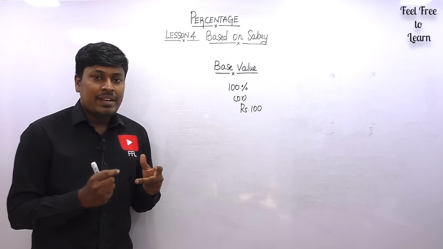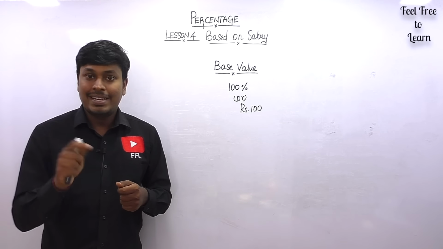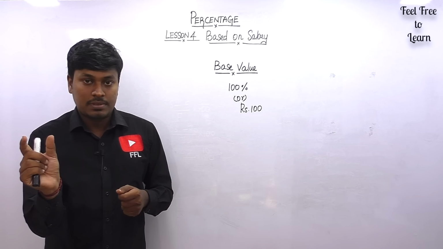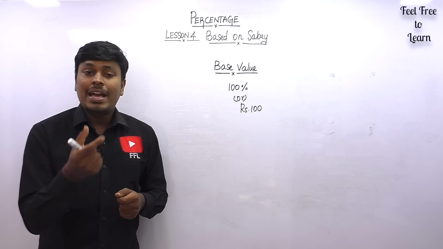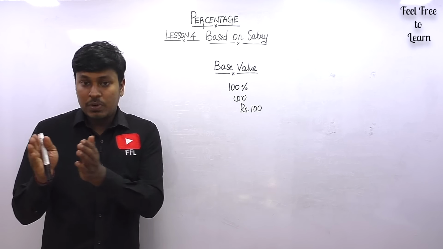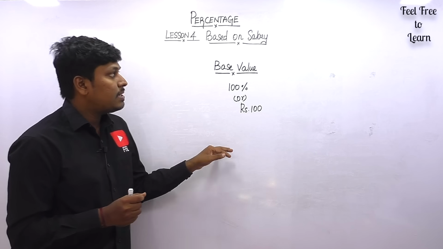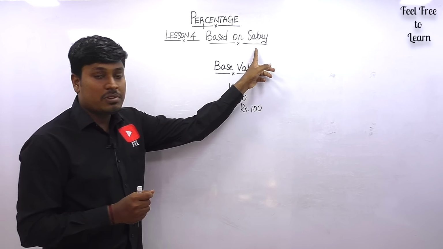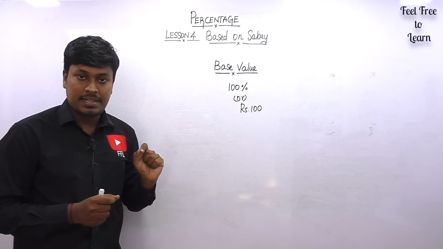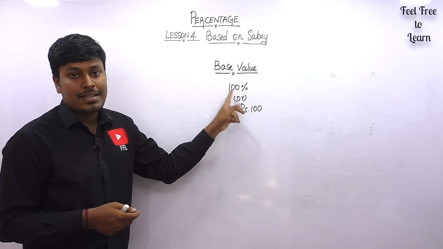Now, before solving every question in the topic percentage, we always keep 100% as a base value. In lesson number 5, based on votes, we keep 100% for the total votes. We don't know the total votes, but we keep the base value as 100%. Similarly, in lesson number 6, based on marks, we don't know the maximum mark, but for the maximum mark we keep the base value as 100%. Similarly, in this lesson based on salary, we don't know the salary of the person according to the question, but we keep the base value for the salary as 100%. So remember that if we don't know the salary, we always keep it as 100% as a base value.